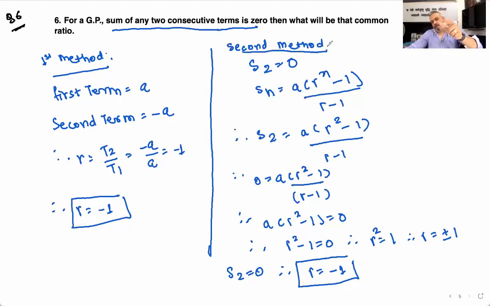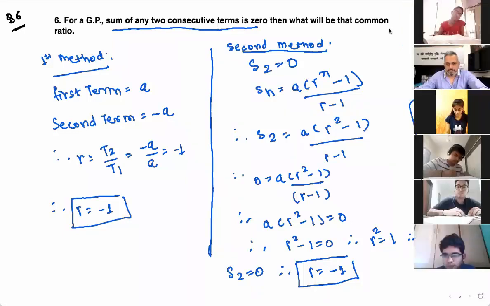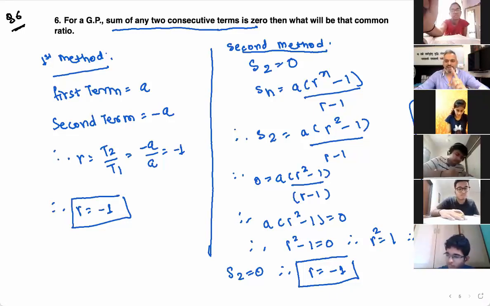We have done a similar sum where the sum of 5 consecutive numbers was 0 and we had to find R. So here if the first number is 2, the second number will be 2 into minus 1, so minus 2. So 2 plus minus 2 is equal to 2 minus 2, which is equal to 0. So this is the concept over here. All of you understood this? Okay, you can do any method. It's a 1 mark sum, so you can go for the first method also. But you should understand this concept that there are a total of 2 consecutive terms, so if one is positive, the other is going to be negative.